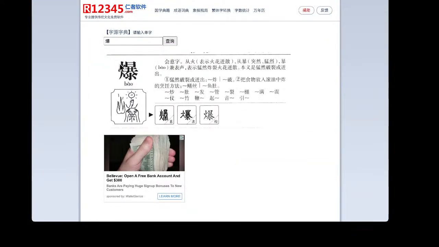Okay, let's take a look at this character. Fire radical again. And the right-hand side is the character bao. That character has the meaning of intense and sudden. So they use that to mean that the explosion is intense and sudden, right? Quick fry, that cooking method, is also intense and sudden, quick. Okay, so this is bao.